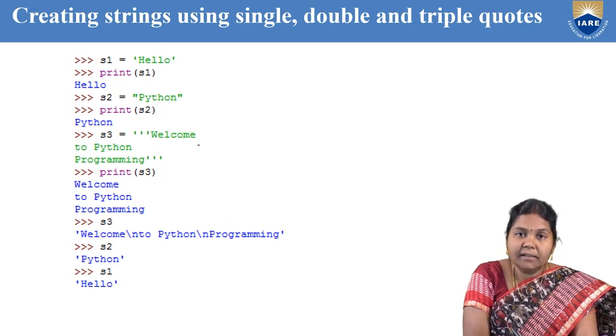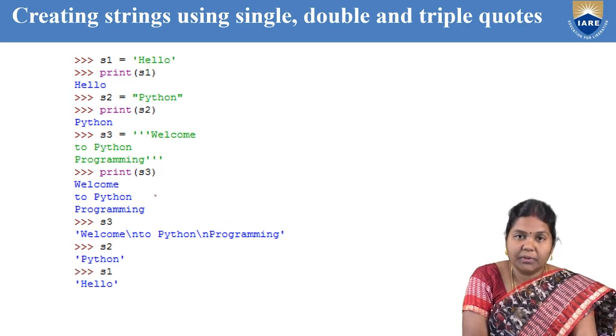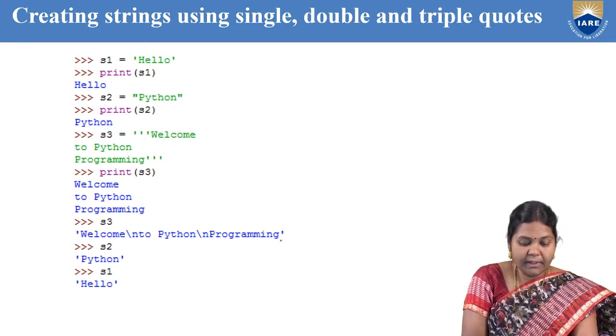Similarly, in the third example, S3 is equal to welcome to Python programming, written in multiple lines. When multiple lines are used, you can use the triple quotes. We are printing the string S3 and we are getting the output here. So, here S1, S2, S3 are the three examples where the string objects are created using single, double and triple quotes.